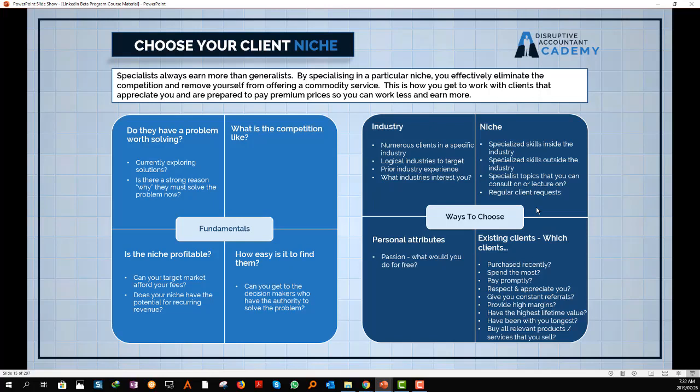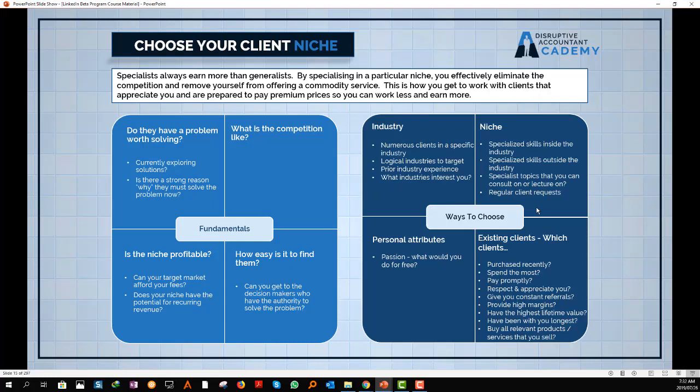I want you to think about what you can specialize in within your industry. So think about, again, the skills that you have within your accounting arsenal. Again, there might be skills outside of accounting. So you may be a great coach, for example, or you might be able to teach something. Well, great. Take that information, use it, and pull clients into your business, and then obviously they'll become your accounting clients. Think about it. Are there specialist topics that you can consult or lecture on, as we've just said?